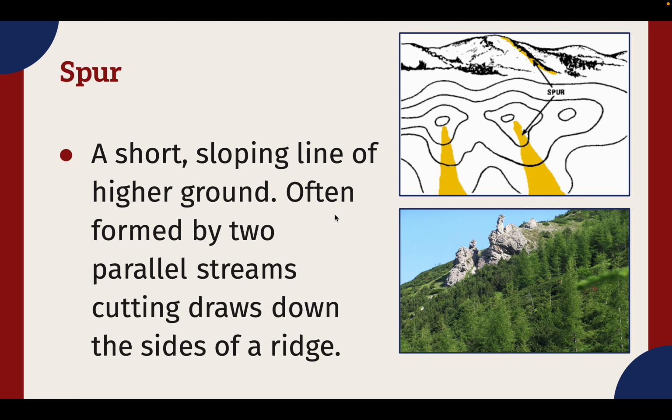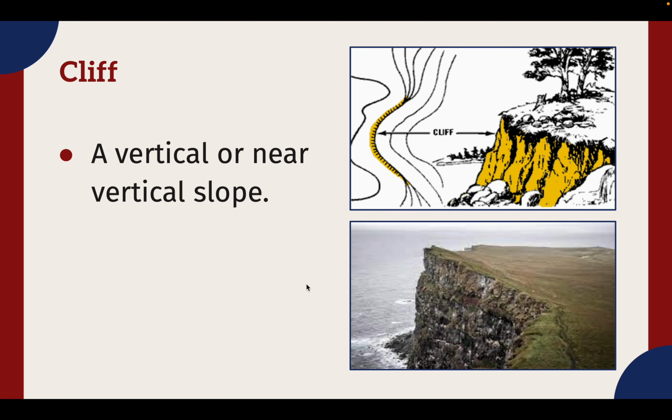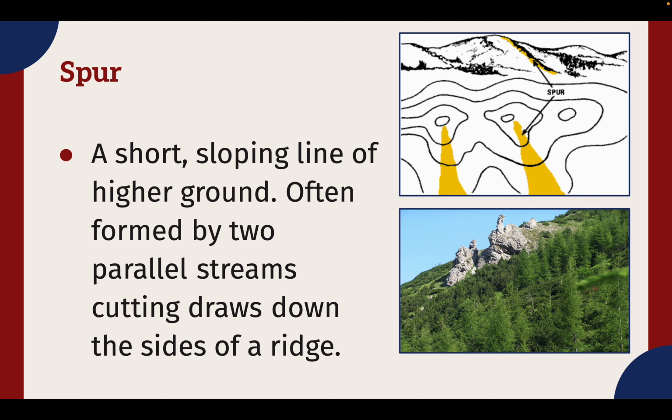Opposite of a draw is a spur, so you can tell that something is a spur because it'll be a short sloping line, higher ground. Two parallel streams cutting draws down the sides of a ridge, so just like this area right here. This is the spur. It's coming down from these little hills. And you can also tell that something's a spur because it'll have downward facing arrows, not like the draw.